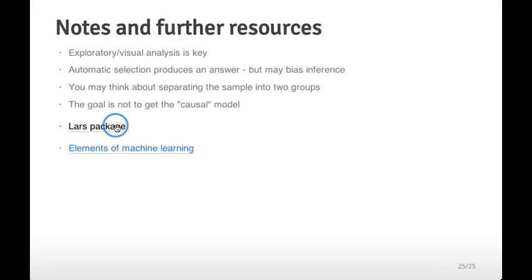I've linked here to the LARS package, which does some more advanced feature selection for high-dimensional models like the Lasso. And then The Elements of Statistical Learning book actually has quite a bit on model selection and choosing variables to include in models. It's very good and a good reference to check out.